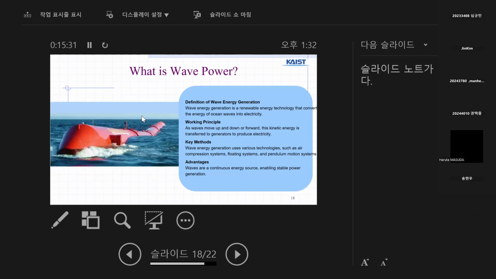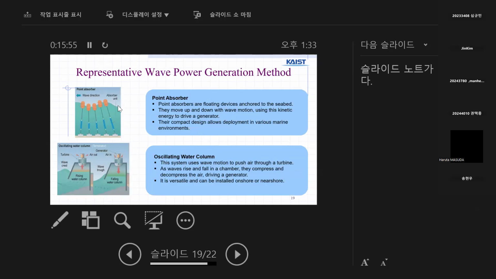The key methods of wave power generation: wave energy generation uses various technologies such as air compression systems, floating systems, pendulum and motion systems. As for its advantages, waves are a continuous energy source on the earth, and they enable stable power generation. As I mentioned before, there are lots of types of generating styles for wave energy.